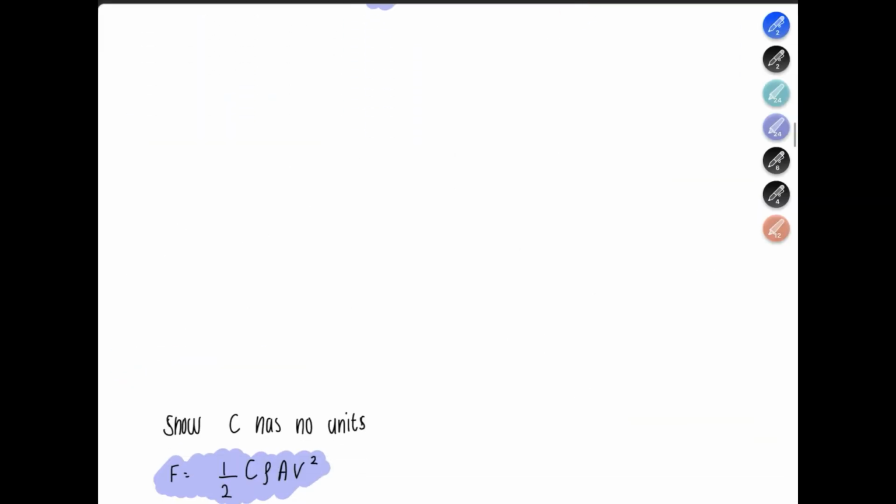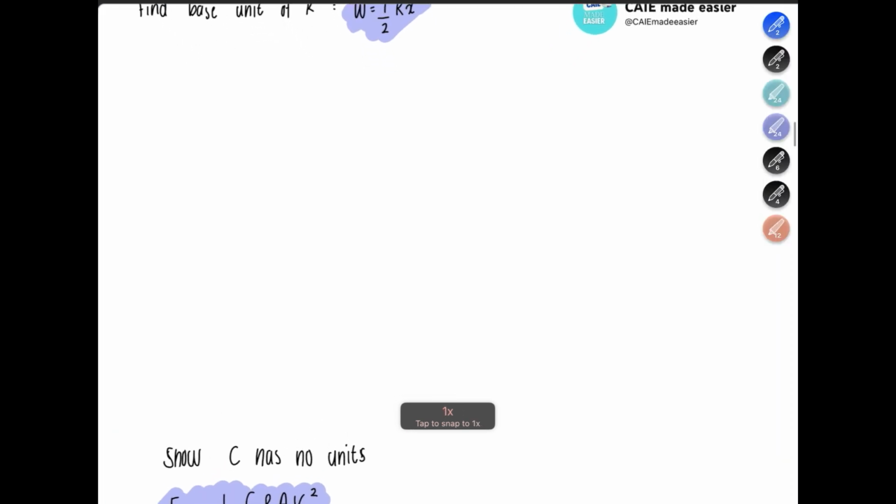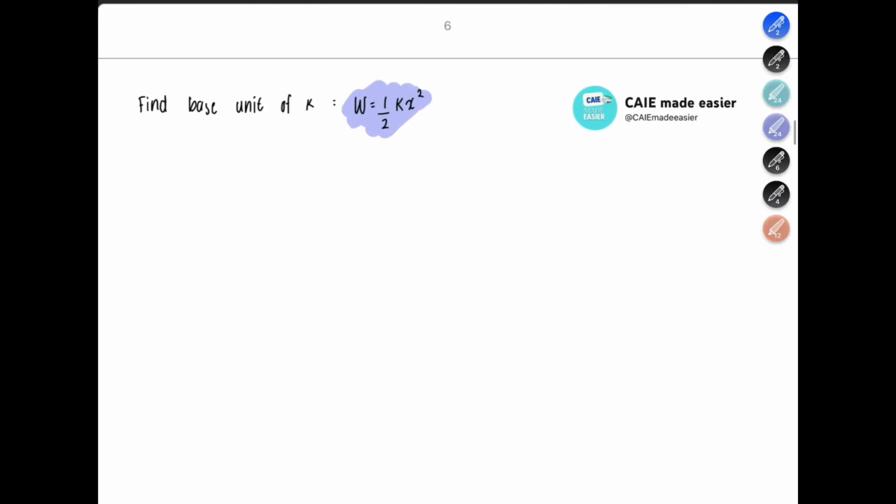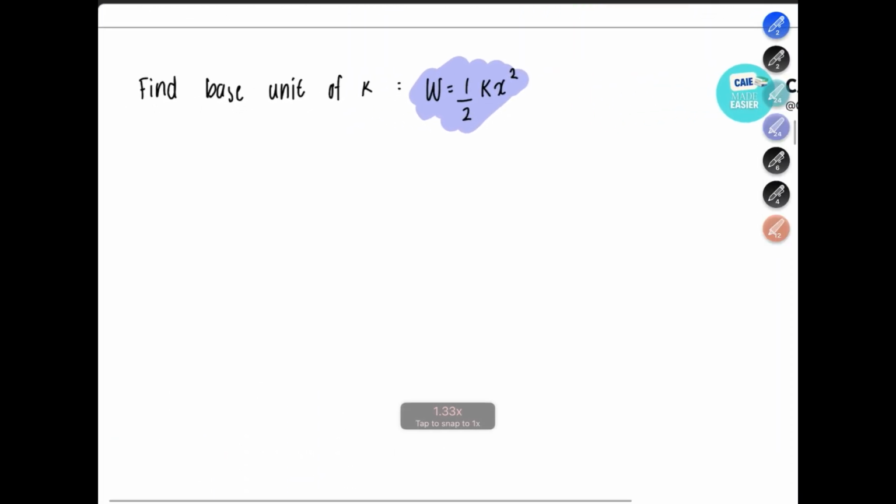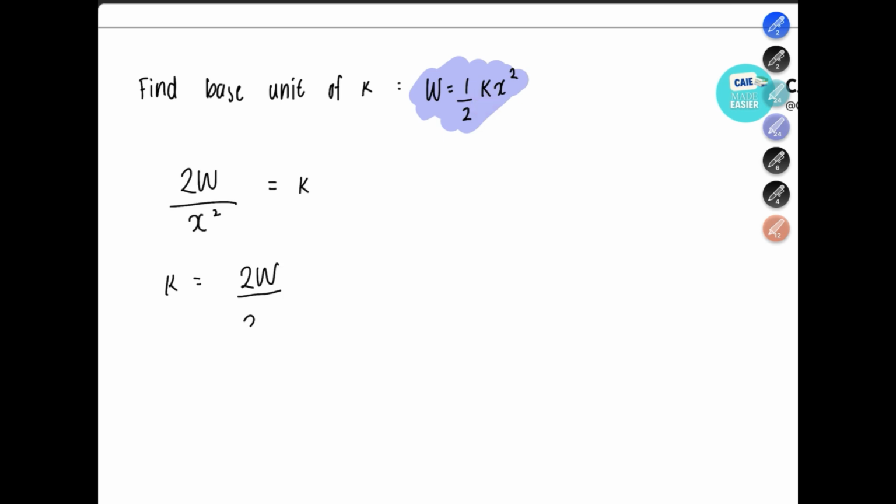Now we have these two practice questions. Try to do them on your own first, and if you're done, let's begin. The first question says, find the base unit of k, where your equation is w equals half kx squared. So you need to find the unit for k. You don't know what this value is, let's say. So to do that, let's make k the subject, 2w over x squared. So 2 has obviously no units.